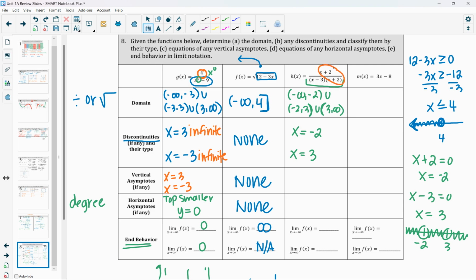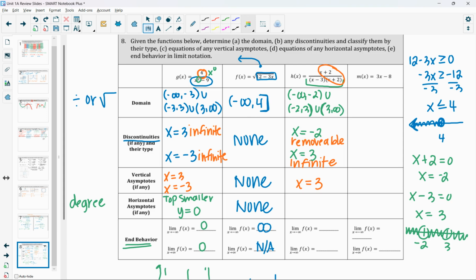Well, we can see that there's an x plus 2 factor in both of these. This means that this -2 will make the top 0 as well. That makes it a removable discontinuity, meaning there's going to be a hole. 3 only makes the denominator 0, so this is an infinite discontinuity because it's a vertical asymptote. So x equals 3 is our vertical asymptote. X equals -2 is going to give us a hole.